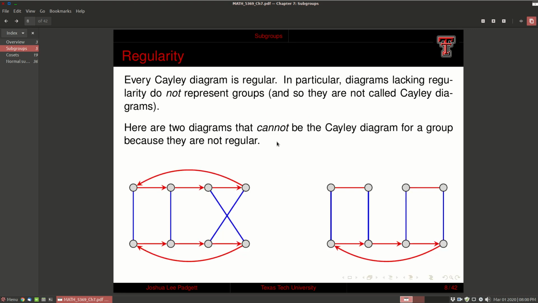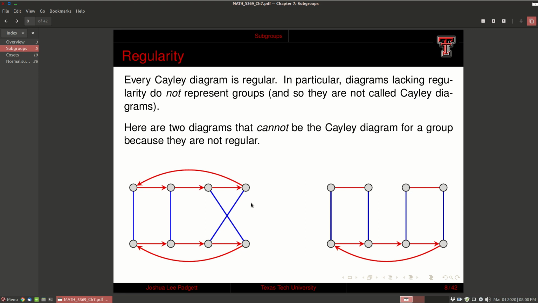All right? Now, every Cayley diagram is regular, and so what I mean is Cayley diagrams we're thinking of as being objects that represent groups, and if it represents a group, then it is regular. All right? So any diagram that does not have regularity, we can immediately know does not represent a group, and hence they're not Cayley diagrams. So the 2 figures below are not Cayley diagrams because they're not regular.